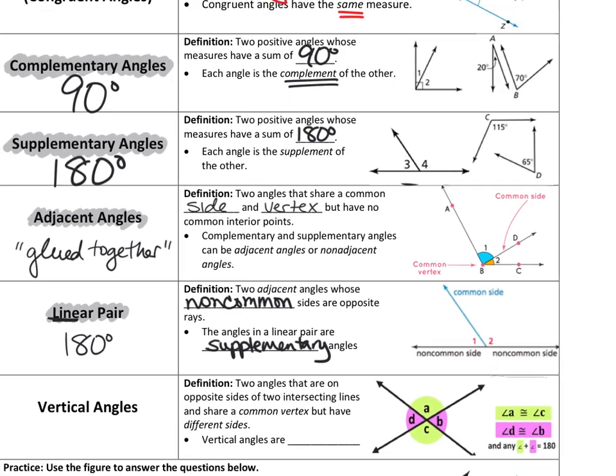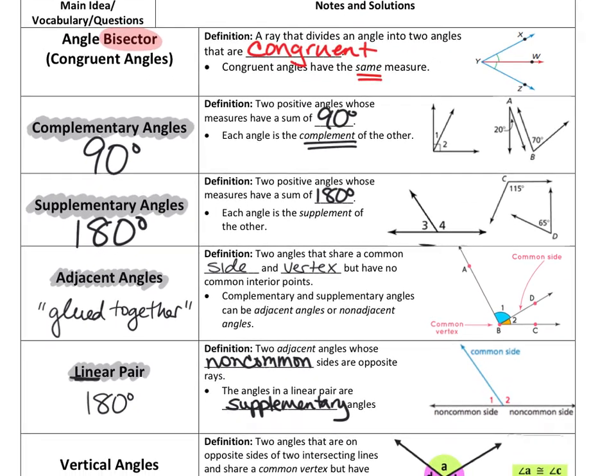So let's go back over things we've seen so far. Complementary angles are worth how many degrees? 90. Supplementary angles are worth how many degrees? 180. Adjacent angles means that what? They are glued together. And linear pairs, because it says line at the beginning, are equal to what degree? 180. And they have to be touching, so those have to be adjacent. Those four words kind of go together.